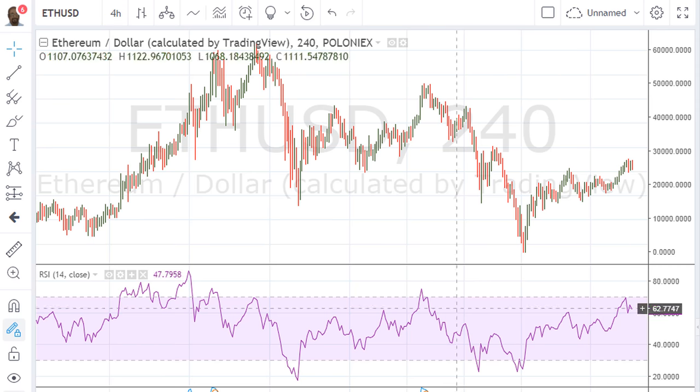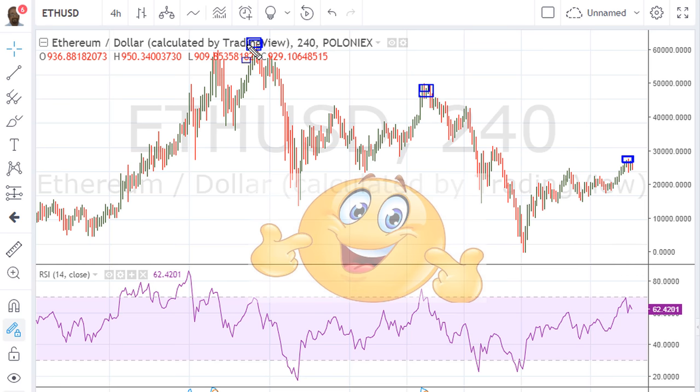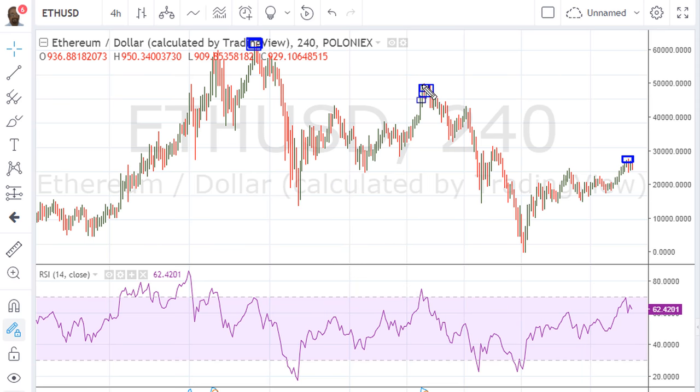Here we are using the 4-hour chart. I want to show you that there's a relationship between the ultimate highs right there for ETH, the highs there, and the current highs. There are some similarities to all three of these highs, here, here, and here.